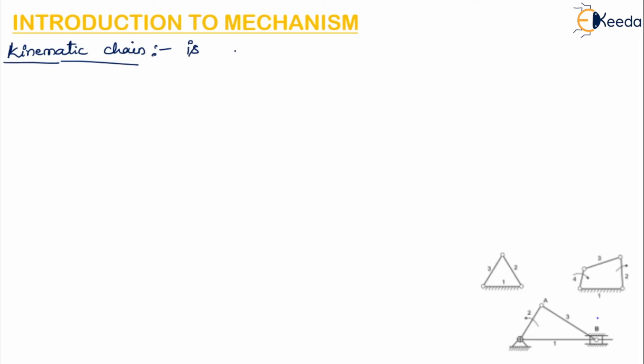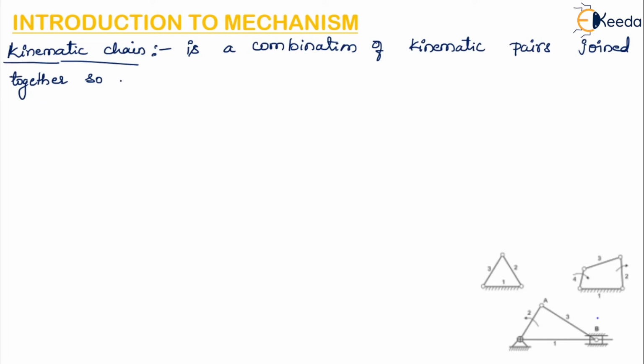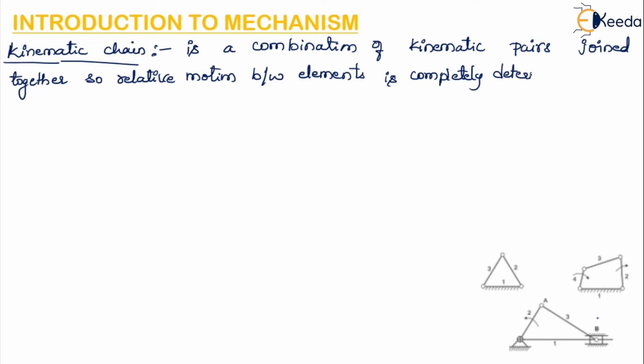So it is a combination of kinematic pairs joined together, so that relative motion between elements is completely determined. After knowing what a kinematic chain is, we will know what a mechanism is.